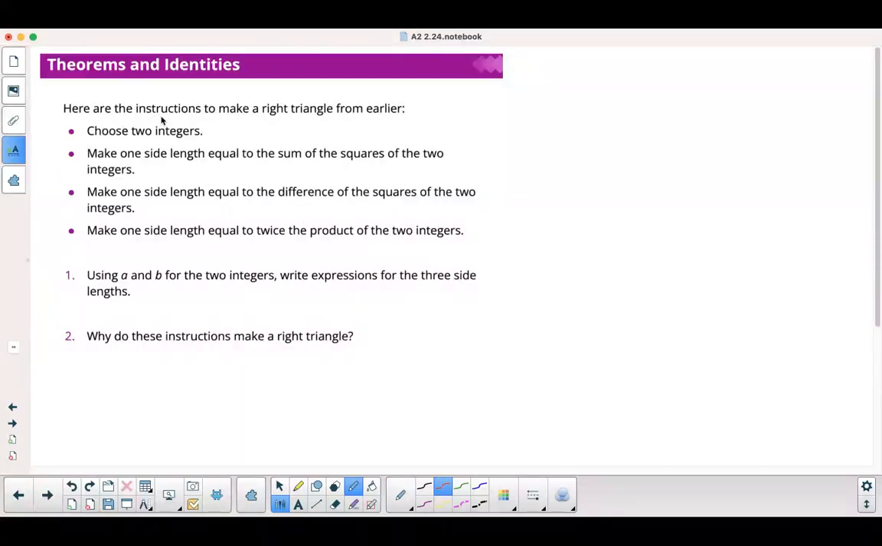So let's do this. These are the instructions from before. I want to use a and b for the two integers and write expressions for the 3 side lengths. So if I use a and b for my two integers, the sum of the two squares is a squared plus b squared, the difference of the two squares, and then one equal to twice the product of the two integers, so 2ab. So there's the first part.